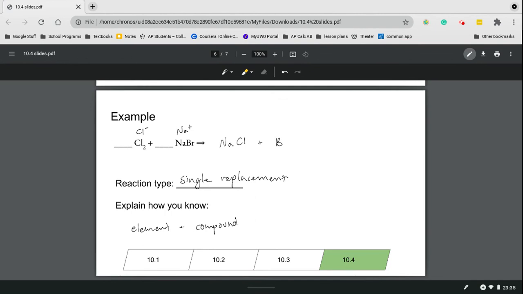And Br is one of those diatomic elements. So it's going to be Br2. Now, to get 2 chloride, I'm going to put a 2 here, and a 2 there, and then everything's all matched up, and we have a balanced equation.